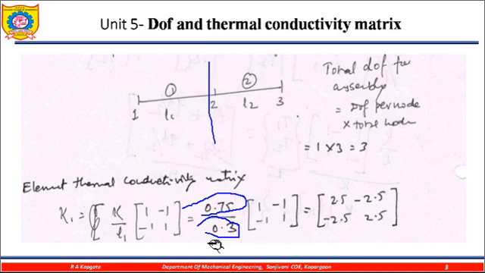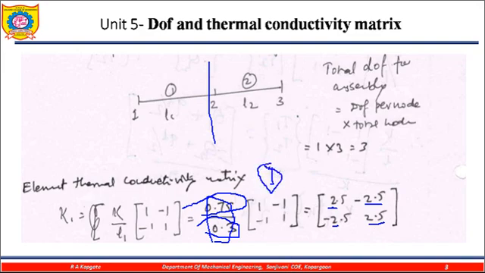So after manipulation we are getting 0.25, 2.5, then 0.75 divided by 0.3, 2.5 multiplied by this one, so we are getting 2.5, minus 2.5, minus 2.5, 2.5. So this is the matrix formation for the element thermal conductivity, the element thermal stiffness matrix for element number 1.